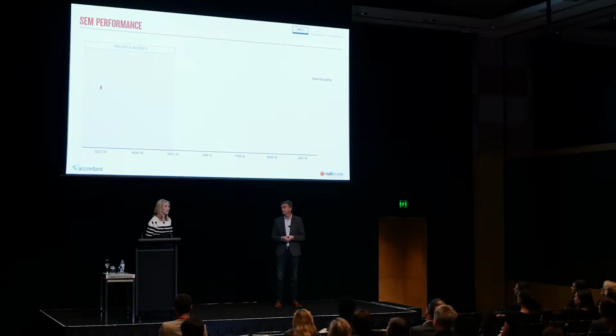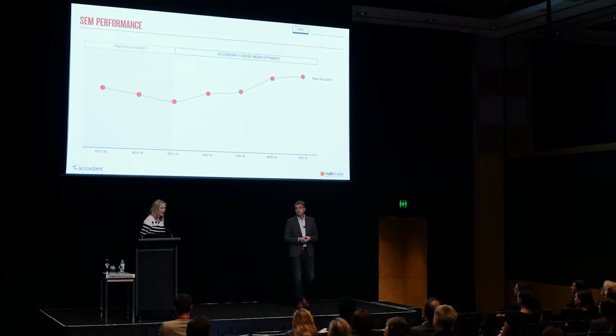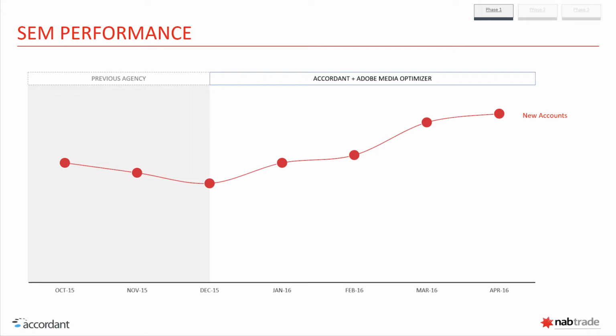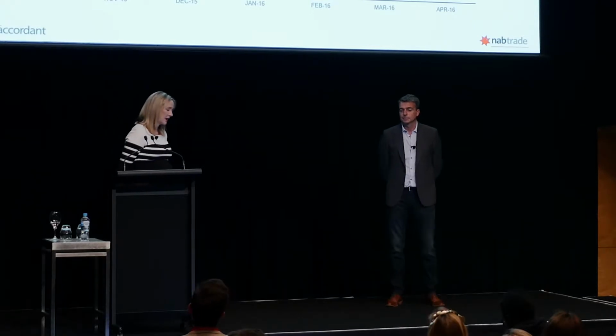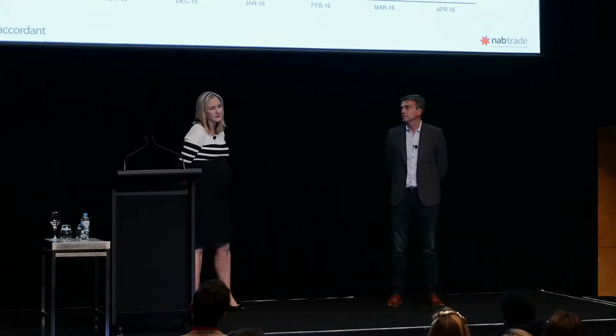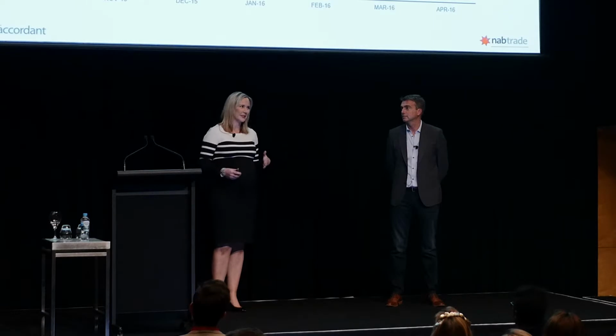So as I mentioned, our first objective was around increasing cost efficiency in paid search. And as you can see, the reason that we needed to do that was that at the end of 2015, we found that the number of accounts that we were acquiring through our paid search was dropping month on month. And that's despite the fact that our spend was relatively consistent and nothing that we seemed to be doing was reversing that trend.